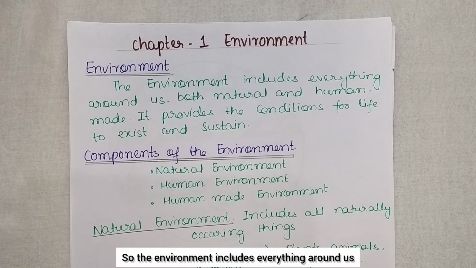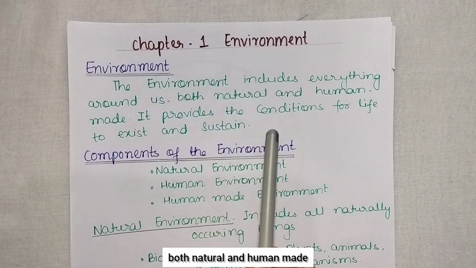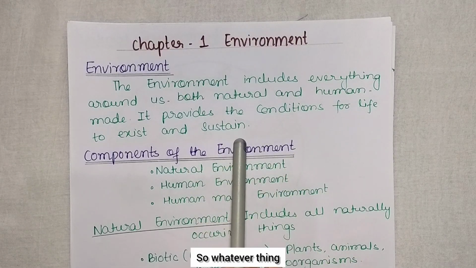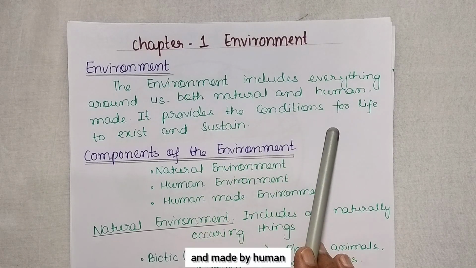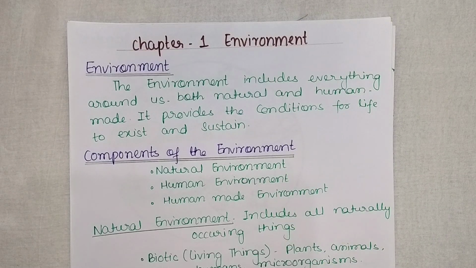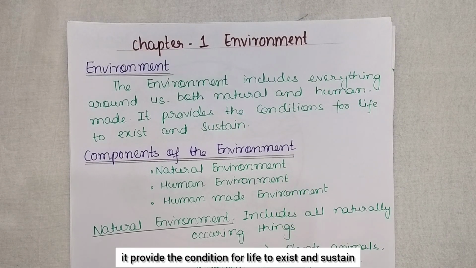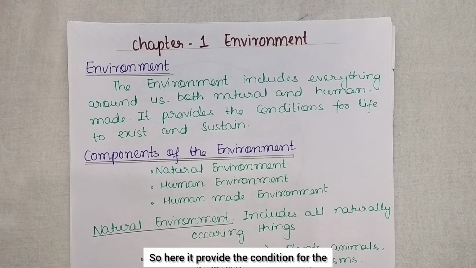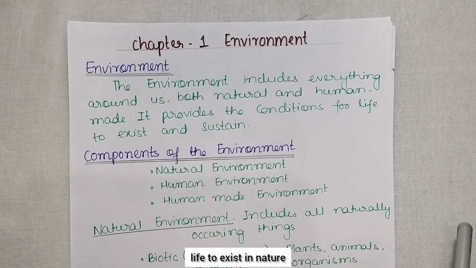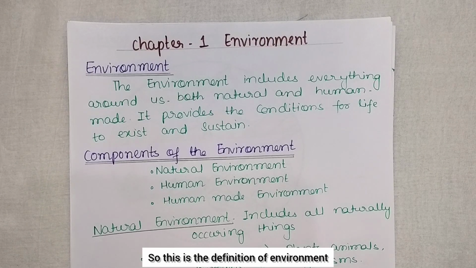The environment includes everything around us, both natural and human made. So whatever things are natural and made by humans, that includes environment. It provides the condition for life to exist and sustain. So here it provides the condition for life to exist in nature and then sustain also. So this is the definition of environment.